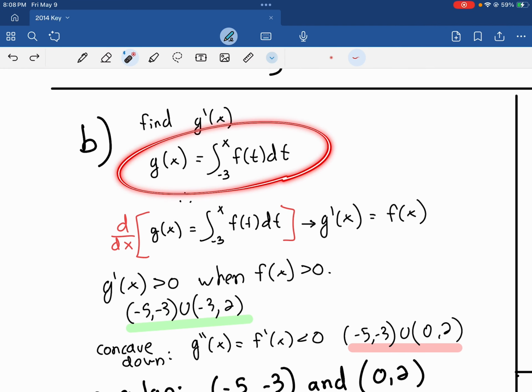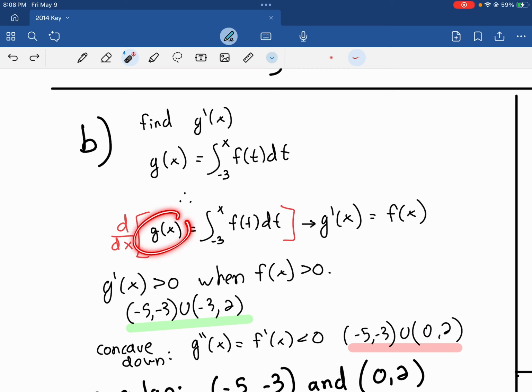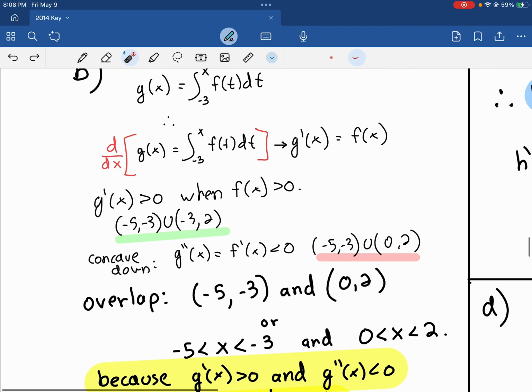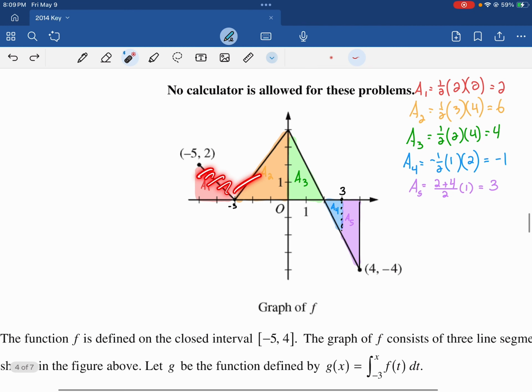Well, if g of x equals the antiderivative of f of t from -3 to x, when you take the derivative of this with respect to x, the derivative of g is g prime, and the derivative of this integral is just f of x. Notice the x replaces the t's. And so I want to know when g prime of x is positive. This is when f of x is positive, and that happens really all of this section.